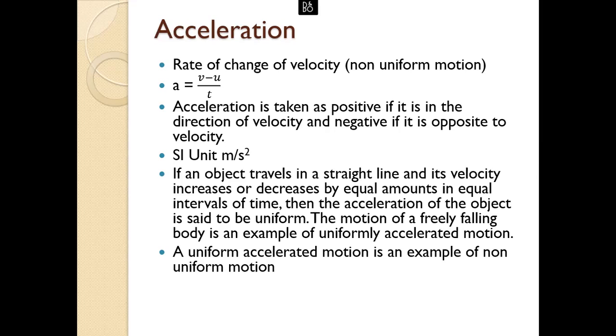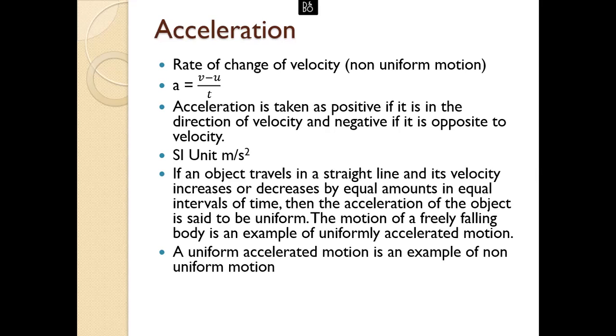And then we also discussed uniform accelerated motion. Uniform accelerated motion is a motion where acceleration is constant, which means the body is moving in a straight line and the rate of change of velocity is equal in equal interval of time. Free fall is an example of uniform accelerated motion, where in subsequent chapters we will study that acceleration value is 9.8 meter per second square.